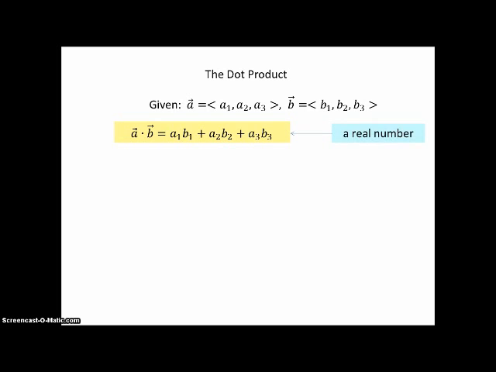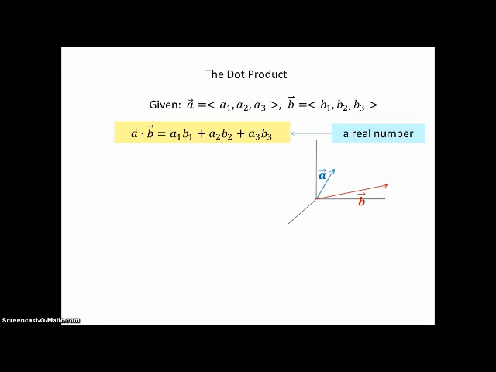The dot product. Given vector a denoted that way and vector b denoted this way with the subscripts, it turns out that a dot b, well, by definition, a dot b is the product of the first components plus the product of the second components plus the product of the third components. And notice that these are all numbers. So what you get when you dot 2 vectors is a real number, not a vector. Now there's another multiplication called the cross product, which we'll look at in the next section. And the cross product is a different way of multiplying vectors that creates a third vector.